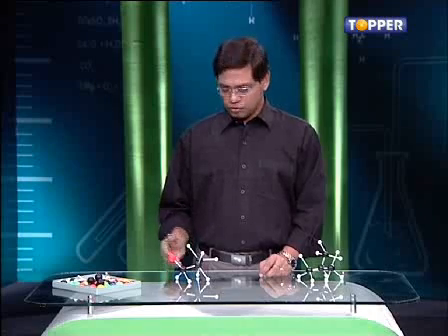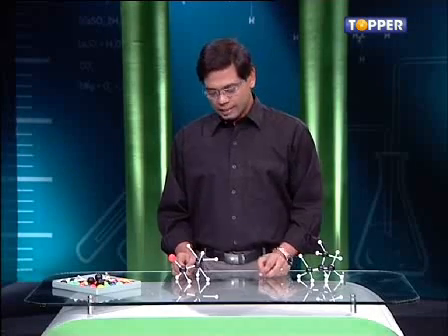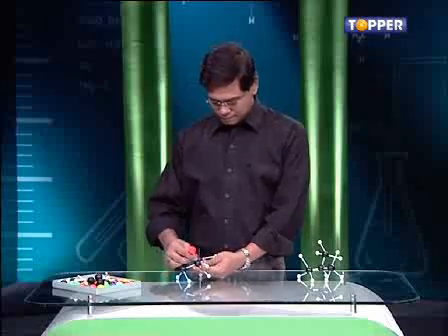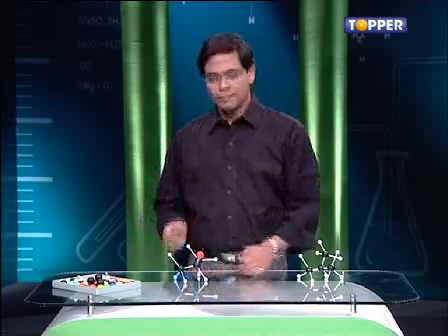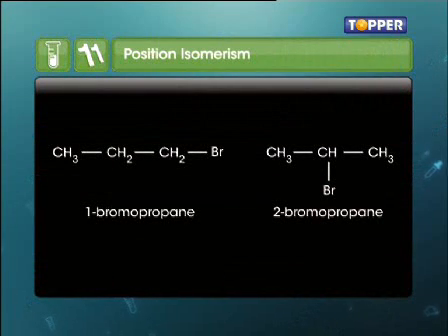Now, there are two positions of carbons on which the functional group, the bromo group, can attach, either on the first carbon or onto the second carbon. If the bromo group is attached to the first carbon, it is called 1-bromopropane. And if the bromo group is attached to the second carbon, it is called 2-bromopropane. So, we can say that there are two position isomers with the molecular formula C3H7Br.